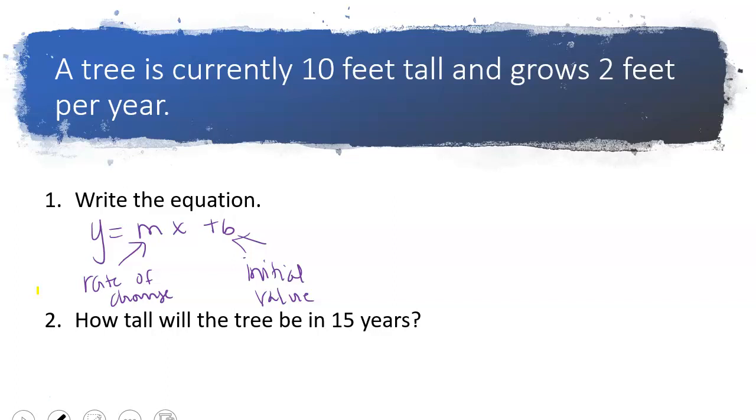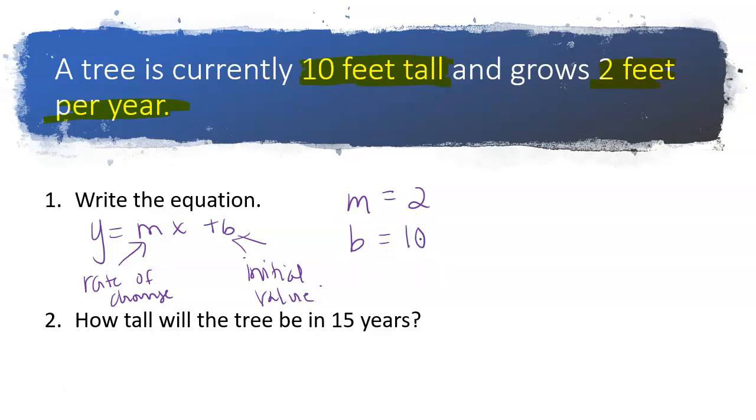So when you're thinking about rate of change and initial value, your initial value is your starting point. So when we go back to this problem and read, a tree is currently 10 feet tall and grows 2 feet per year. Which one is the initial value, the starting piece? My starting piece is 10 feet tall. That's my starting point, my initial value. And the rate of change is how much it's changing. So it's changing 2 feet per year. So I can say my rate of change, M, is 2 feet per year, and my initial value, my starting point, is 10.